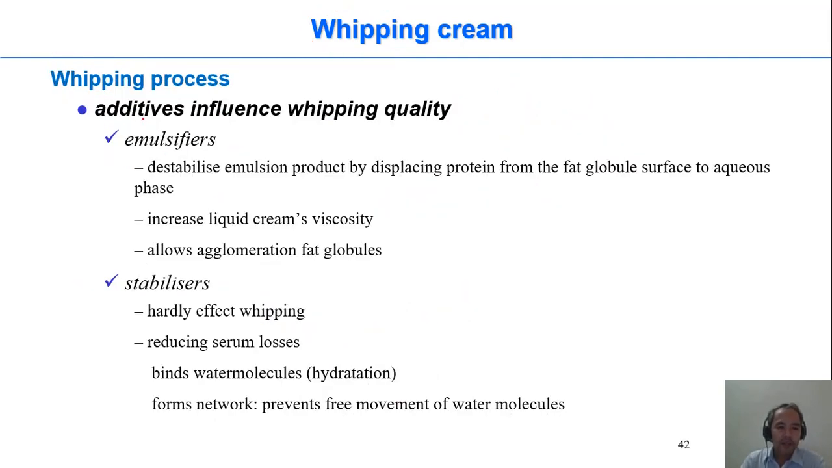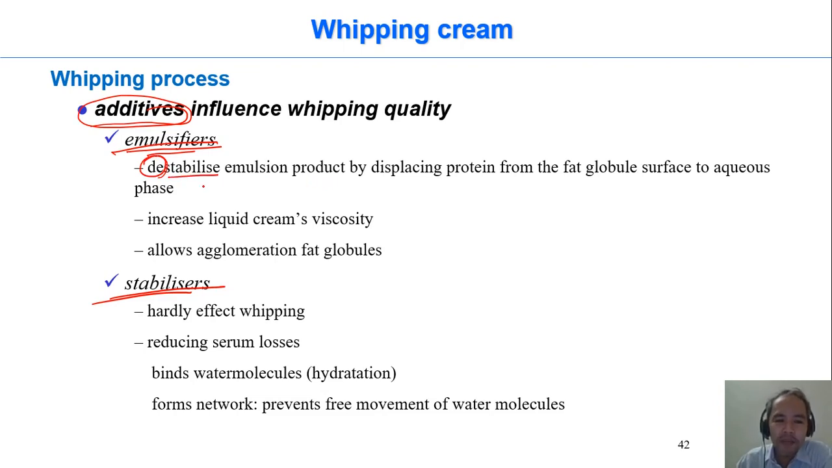So now we go back to the question that we asked before. What are the additives that we should add? The additives include two groups, emulsifiers and stabilizers. Emulsifiers, if you remember from the beginning, we said that emulsifiers are to stabilize the emulsion, right? To make the emulsion more stable. But in this case, in whipping cream, the emulsifier is not to stabilize but to destabilize, nghĩa là làm bất bền chứ không phải là làm bền.